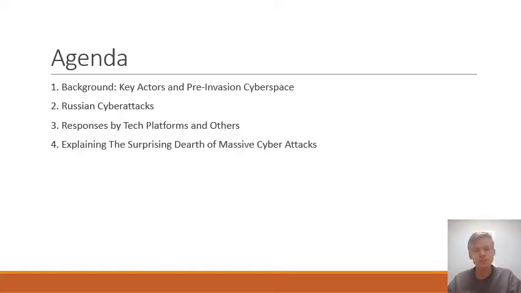In particular, we're going to attempt to accomplish four things today. First, we're going to talk a little bit about some background information, understanding who are the key actors, both on the Russian side and on the Ukrainian side, so that when you see those names in the news, you'll know what they're talking about. We're also, by way of background, going to mention what the cyberspace looked like in the weeks leading up to the invasion, what kind of preparation was being done as far as we know.